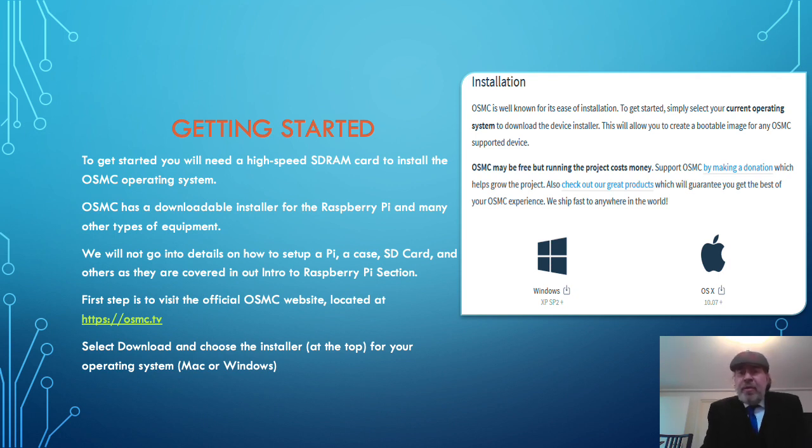The first step is to visit the official OSMC website located at https://osmc.tv. Choose Download and choose the installer app for your operating system. So you'll see there's Windows and there's Mac. So this is what you're going to use to create the SD card that you'll eventually put into the Raspberry Pi.